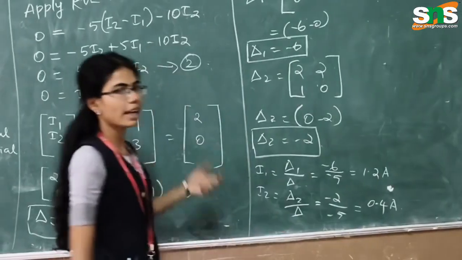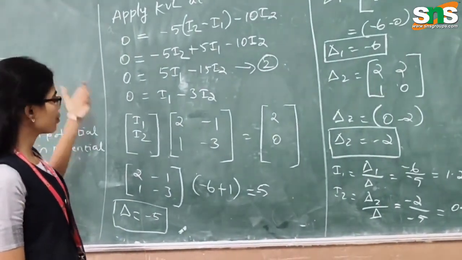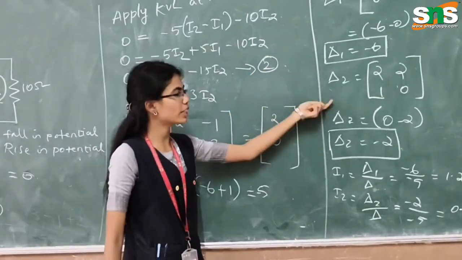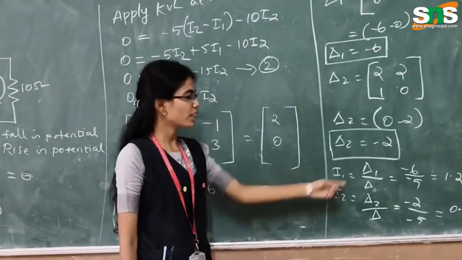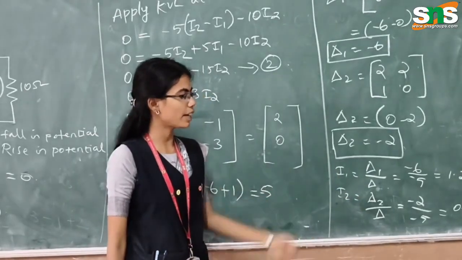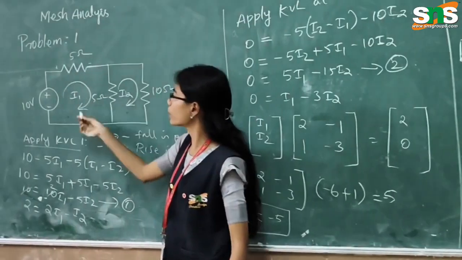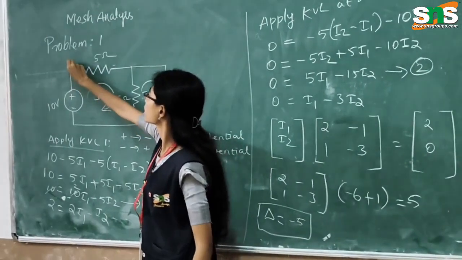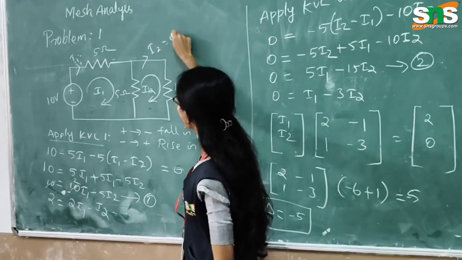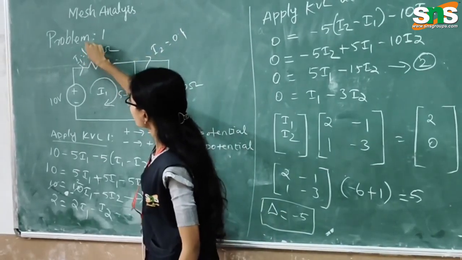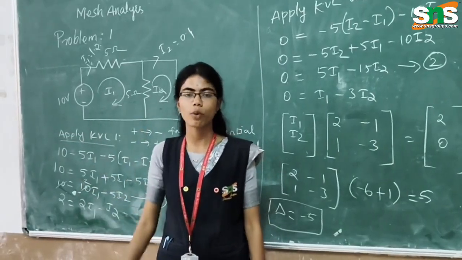By applying KVL for each loop, we can identify the del, del 1 and del 2 values, and then find I1 and I2 using Cramer's rule. We get the I1 current and I2 current as 1.2 and 0.4. This is how we can solve the two loop mesh analysis problem. Thank you.